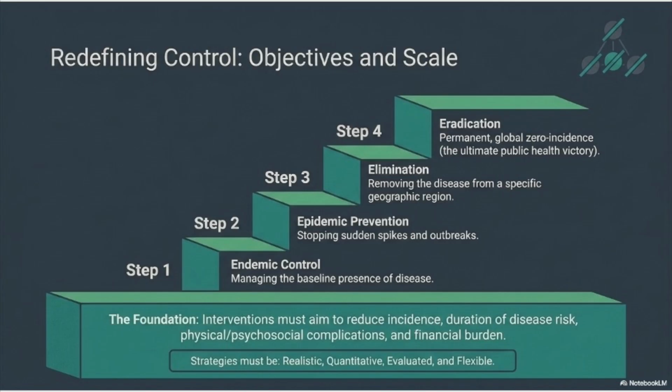Beyond elimination is eradication. Eradication means the permanent reduction of the worldwide incidence of an infection to zero through deliberate public health efforts. Once eradication is achieved, routine control measures are no longer required because the disease no longer exists anywhere in the world. Smallpox is the only human disease that has been successfully eradicated. The ultimate goal is extinction, where the infectious agent no longer exists either in nature or in laboratories. This is more of a theoretical concept, and no human pathogen has yet reached true extinction.